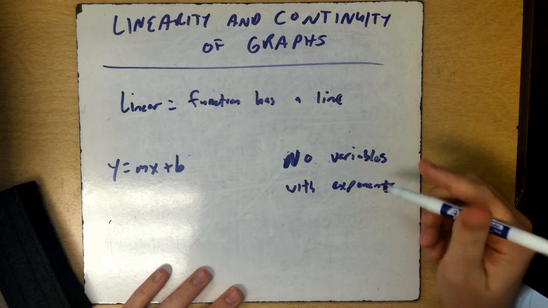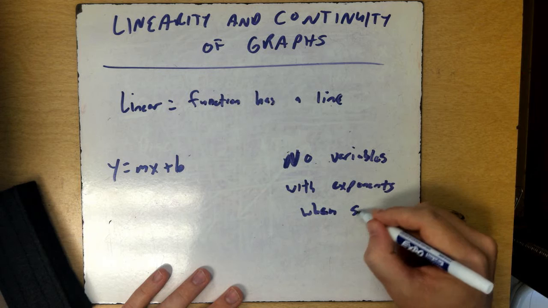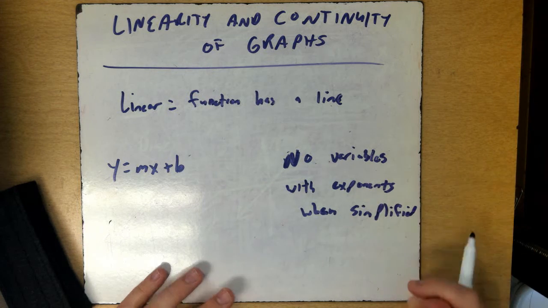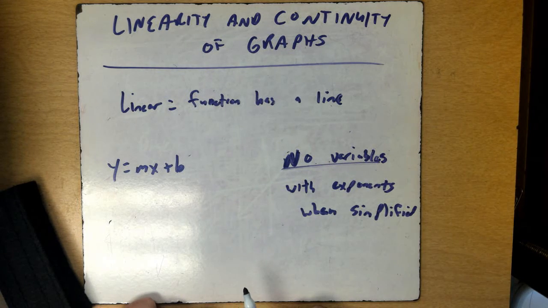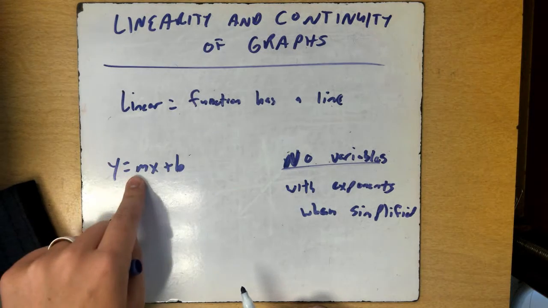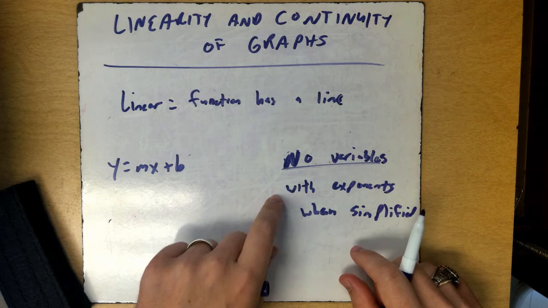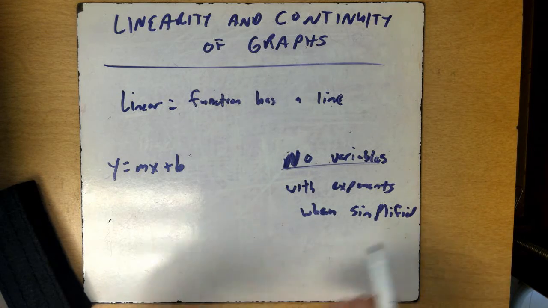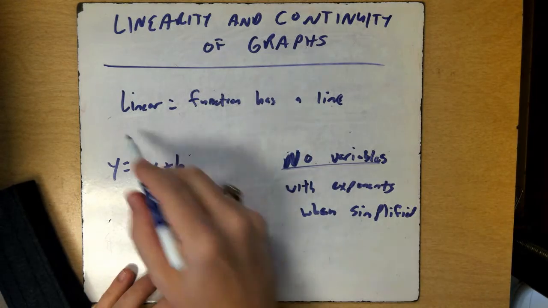Okay, when simplified. That's the key part. I'll talk about this in a second. When simplified. Okay. So these are two ways you can figure out if a function is linear. You can rewrite it into this equation here, and that you have no variables with exponents when simplified. Okay. And I'll show you what that means in a second. I'll give you a little side-by-side chart to make it a little easier to see. Okay, but that's basically the form of a linear function.